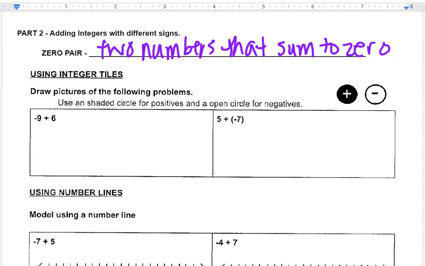And that would be like +1 and -1. That means I have $1 in my pocket, then I spend $1, which means I now have $0. So if we have one positive number and one negative number, they cancel out to make 0. So we're going to use that to help us with our pictures by using integer tiles.